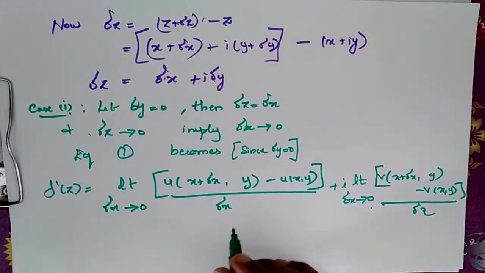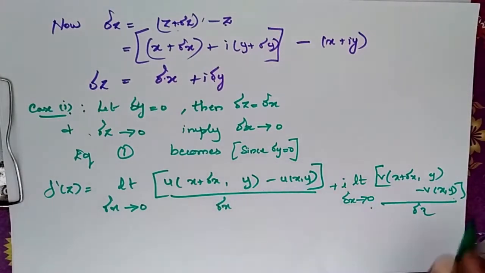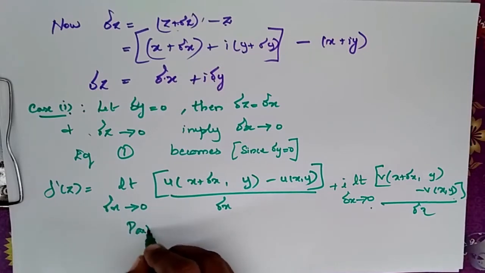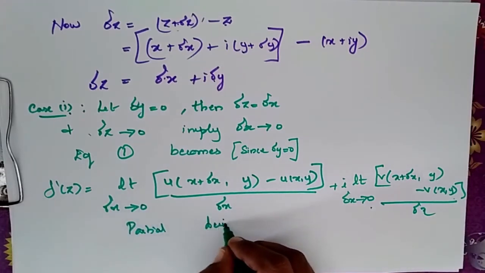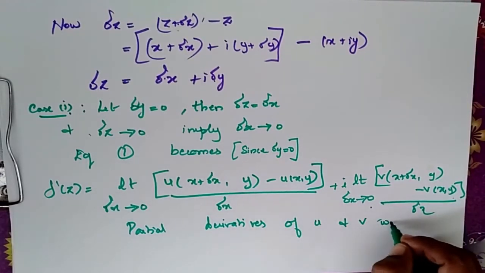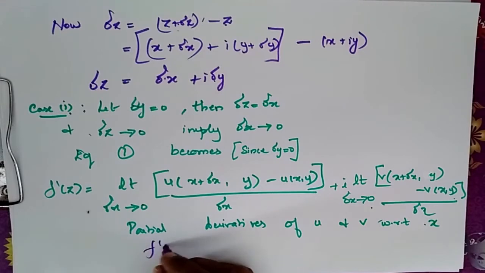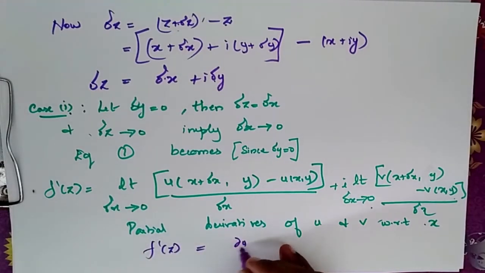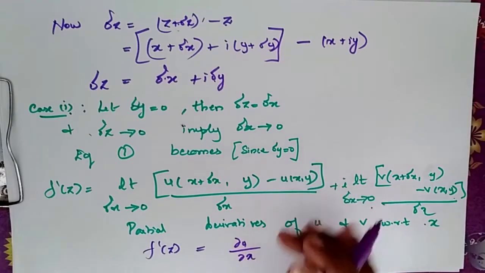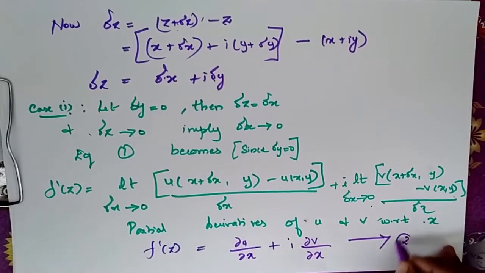Okay, so these are the partial derivatives of u and v with respect to x. So now we have f dash of z is equal to dou u by dou x plus i into dou v by dou x. This is my equation 2.